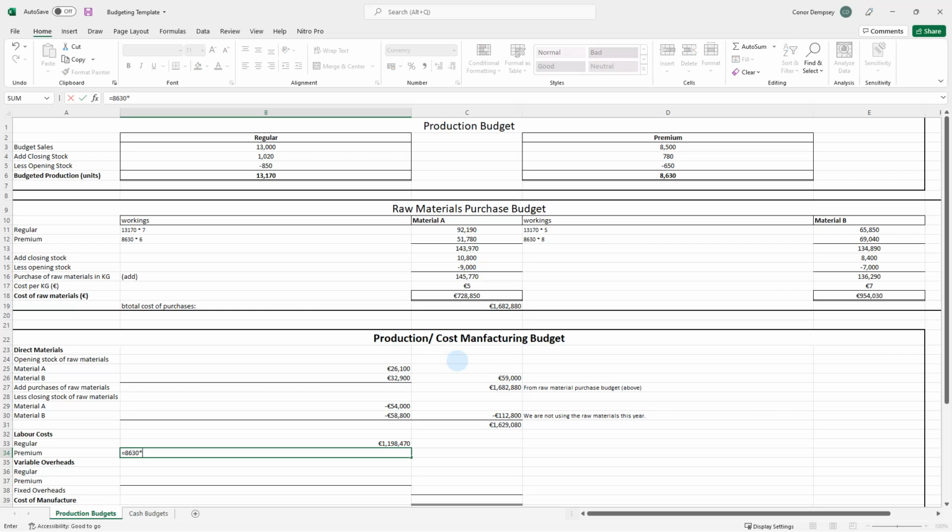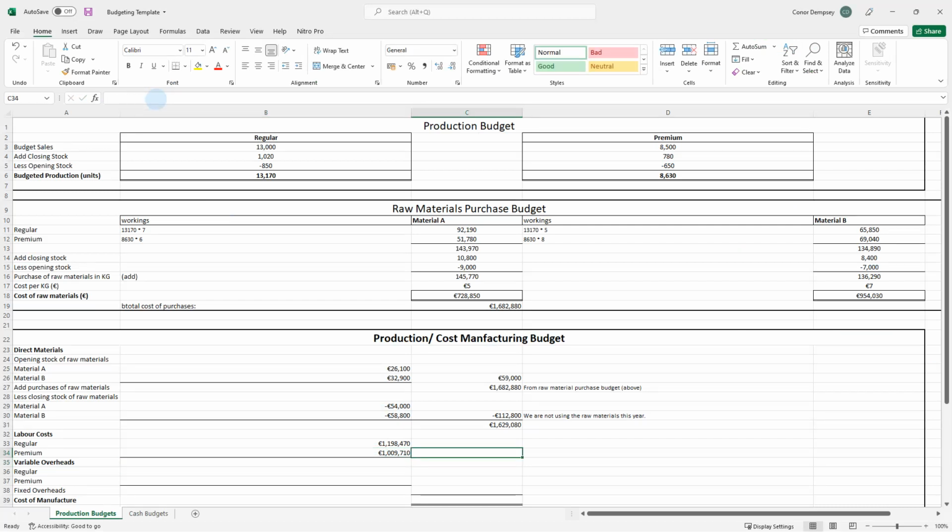It's going to take 9 hours, sorry, 9 hours, not 8, and it's still going to cost €13 an hour. So you can see how these things can get a bit tricky. So our total labor costs are going to be quite high, 2208,180. That's our total labor.